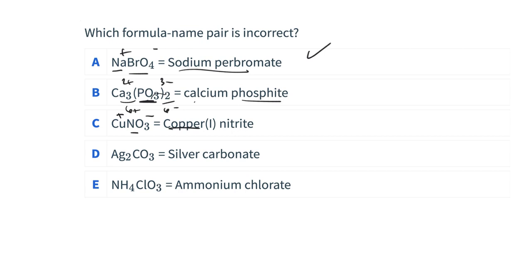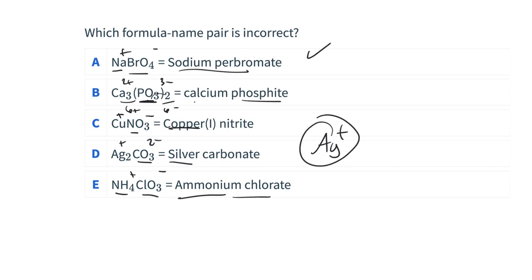Continuing, we have Ag2CO3. This would be silver carbonate. CO3 is carbonate, 2 minus, silver plus, 2 of them, silver carbonate. Silver is one of the ones that doesn't need a Roman numeral because the only ion we know for silver is silver plus. It's from our nomenclature chart that we don't need that Roman numeral. And then ammonium chlorate is NH4ClO3. Ammonium is NH4 plus, chlorate is ClO3 minus, for ammonium chlorate.